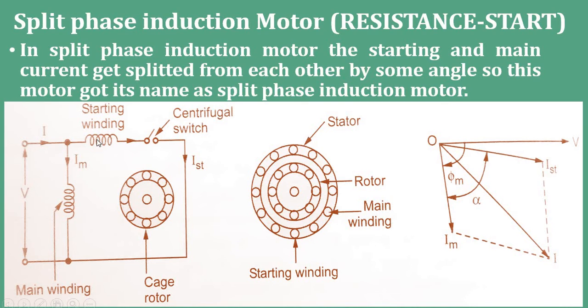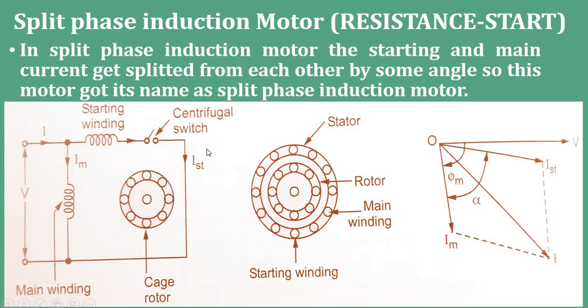Because the starting winding is more resistive, the current Ist and the input voltage have a very small angle between them, since the current lags the voltage only slightly. Whereas the current Im, which is more inductive in nature, lags the voltage with a larger angle. You can see here that Im lags the supply voltage V with an angle phi m, while Ist has a very small angle. Hence the net angle between Ist and Im is approximately 90 degrees, and the motor starts initially in a particular direction.